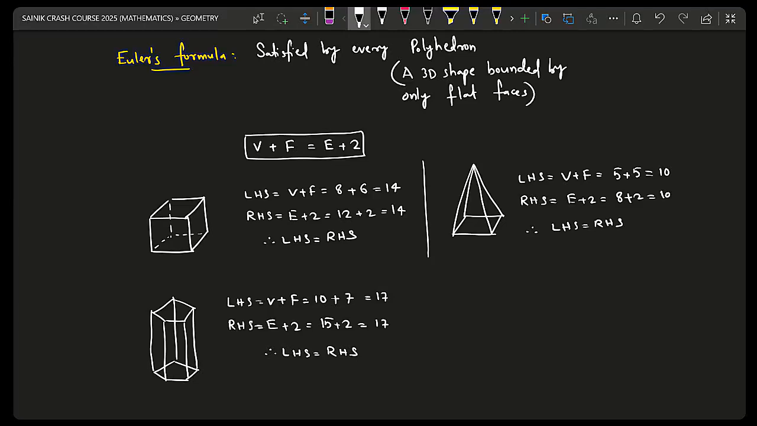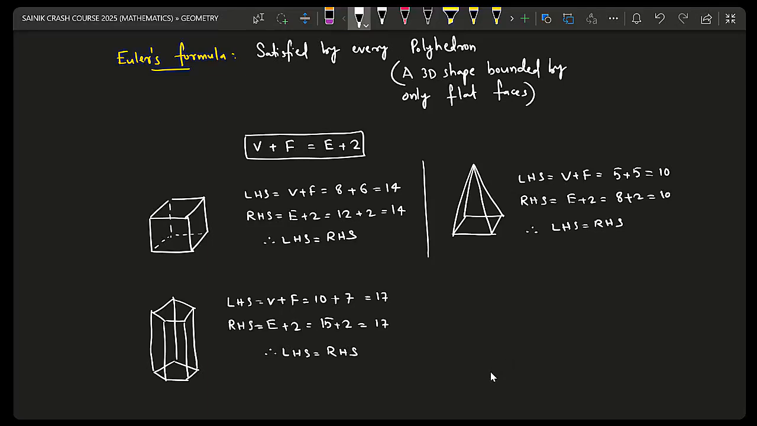Nishil, what's your doubt? Sir, one more example can I give? You tell me, I will check Euler's formula. Can you tell me any polyhedron? Which polyhedron do you want to take? Don't take curved faces. It should have only flat faces. Sir, triangular pyramid. Triangular pyramid or prism? Sir, prism.